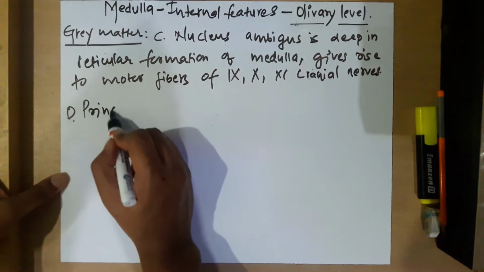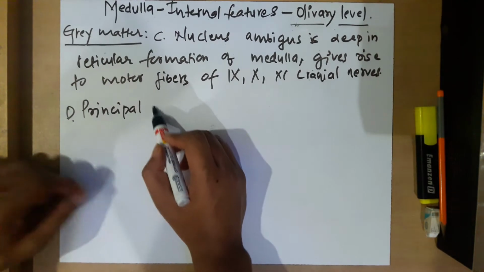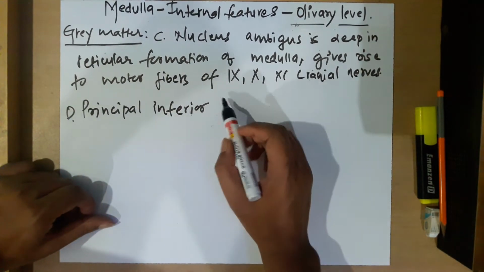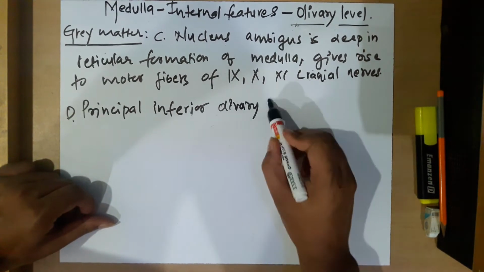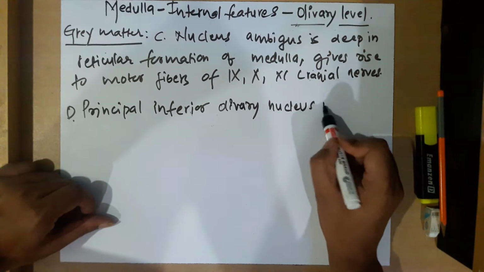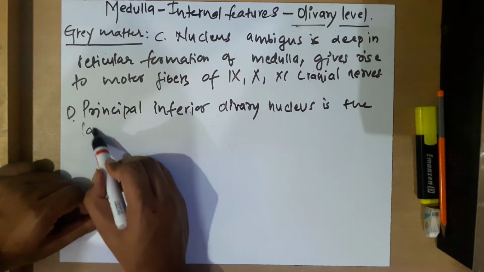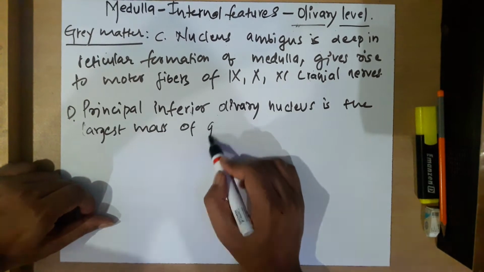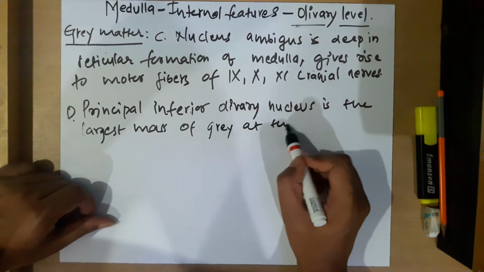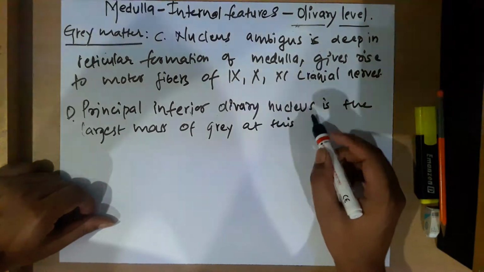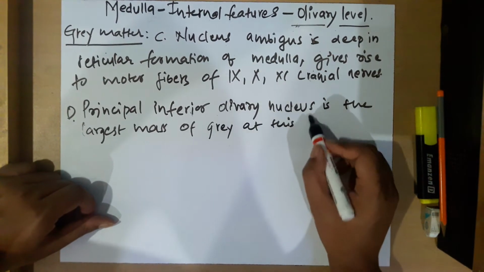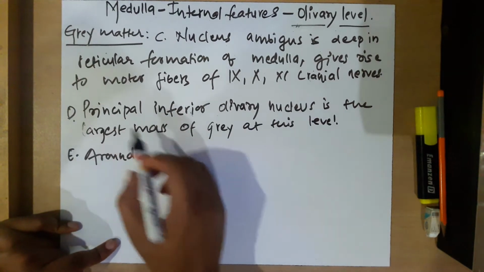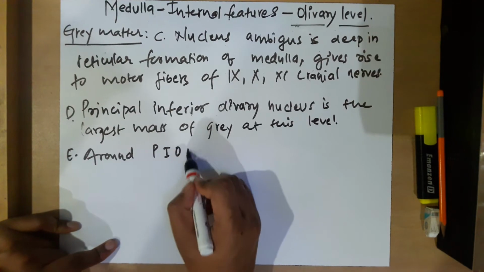Principal inferior olivary nucleus is the largest mass of gray matter seen at this level, and around it there are other olivary nuclei at this level. Around, I am writing PION.